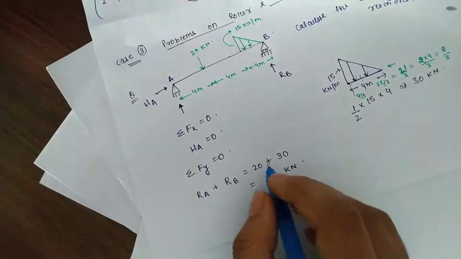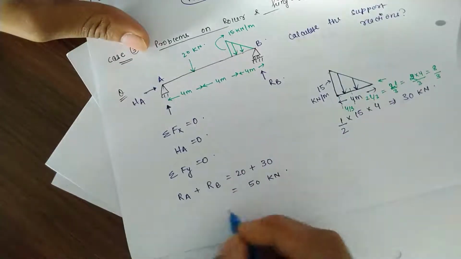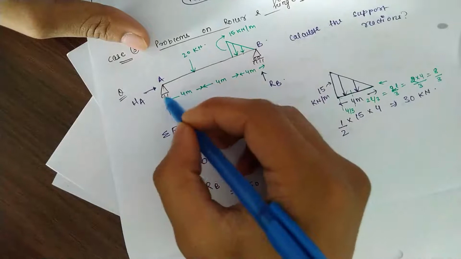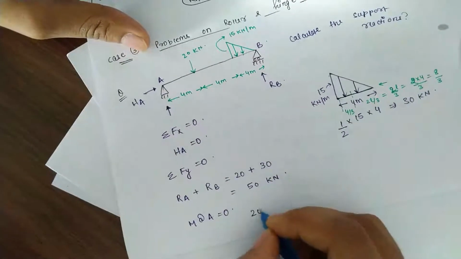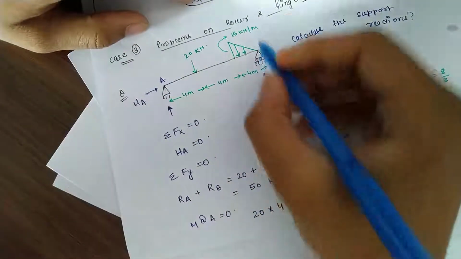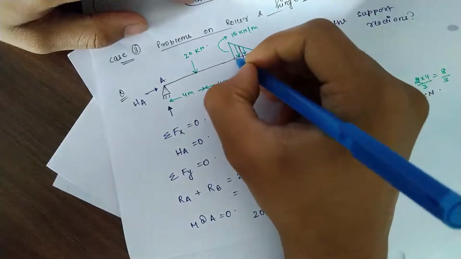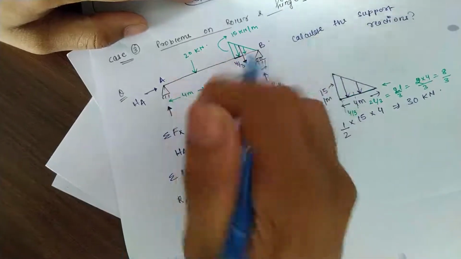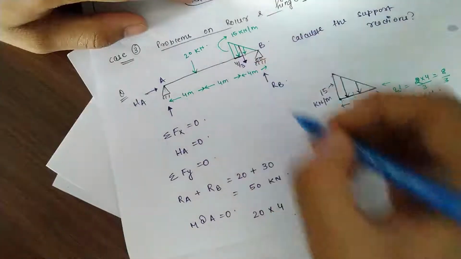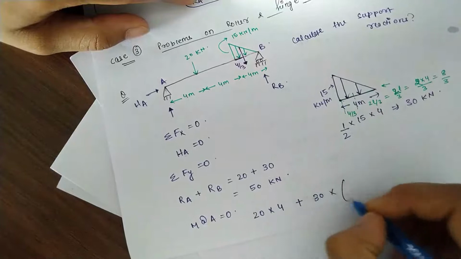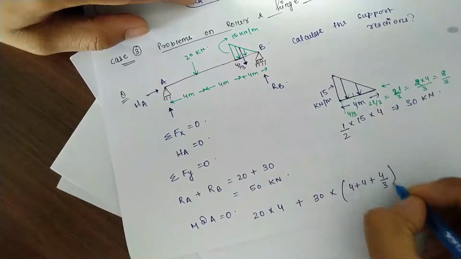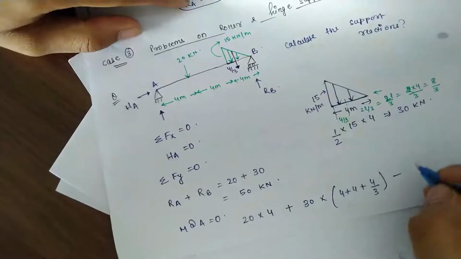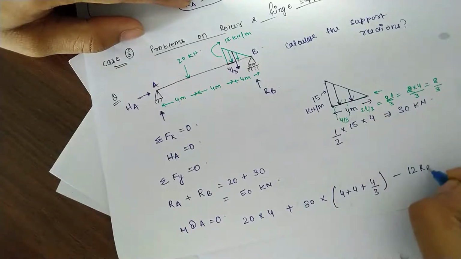Now when taking the moment, we will be needing the CG. So we are taking moment across A. So Ra into 0, and 20 is moving clockwise towards A. So 20 into 4. This load will also be clockwise, but see, this load will be acting at the CG, and this distance is 4 by 3. So plus 4 by 3. Load into the CG distance, which is 4 plus 4 plus 4 by 3. Okay, and minus 12 RB. 12 is 4 plus 4 plus 4, and it is anti-clockwise in direction. So it is 12 RB equal to 0.